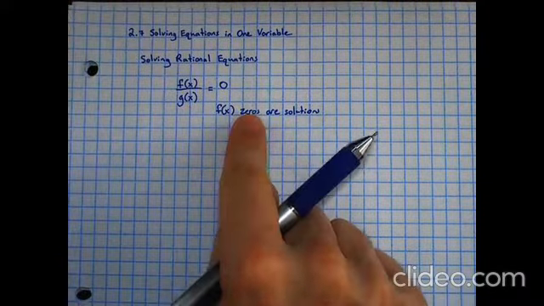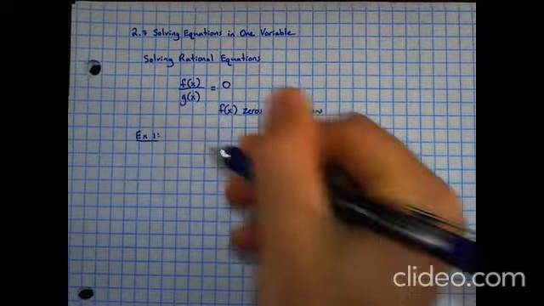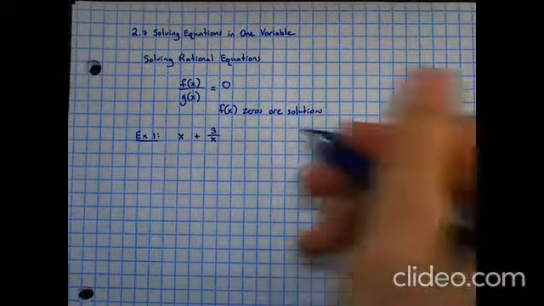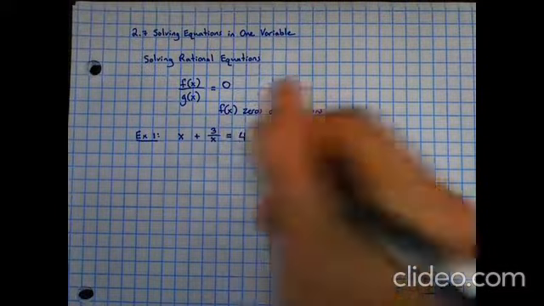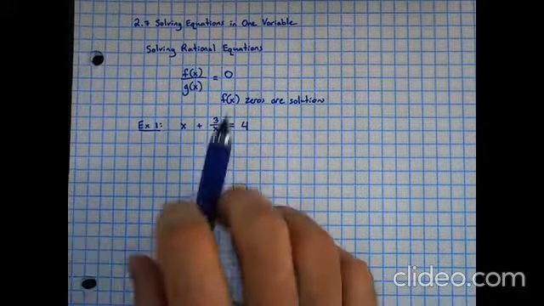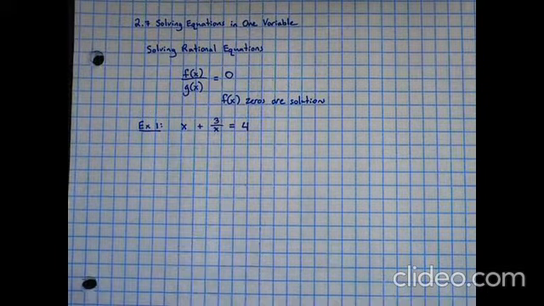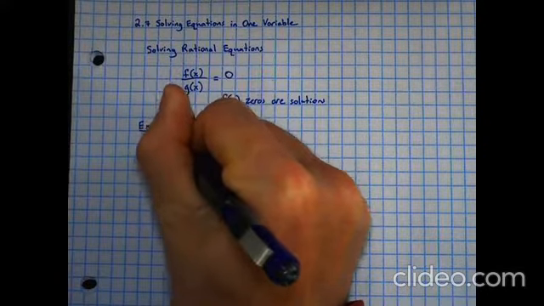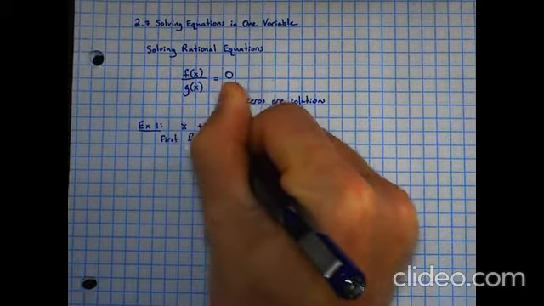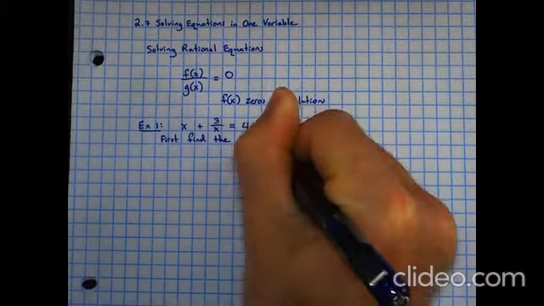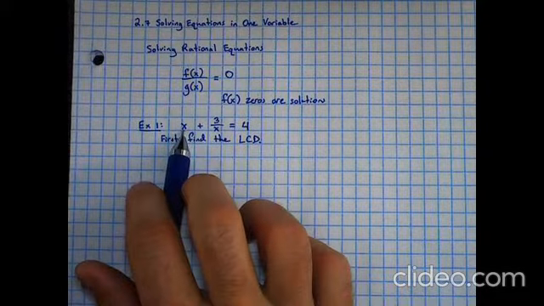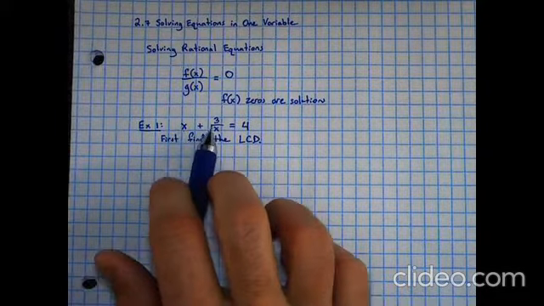So we'll start with example 1. x plus 3 over x equals 4. So you see we have this rational term right here with x in the denominator. We first want to take the least common denominator, the LCD. All the denominators on this: the denominator under x is 1, under 3 it's x, and under 4 is 1. So our LCD for this one is going to be x.